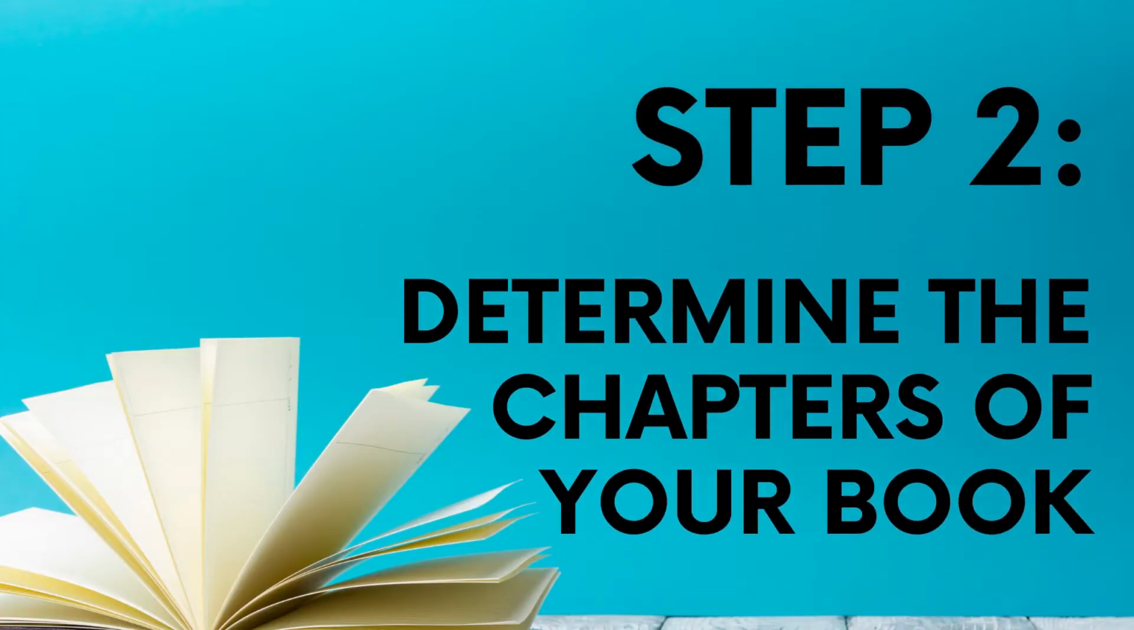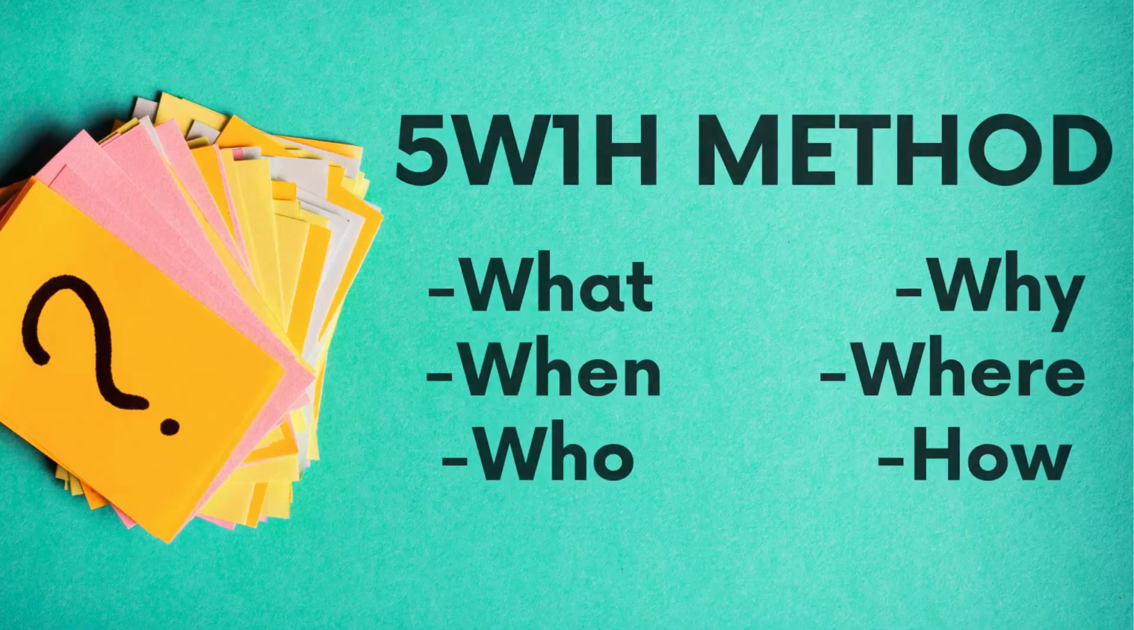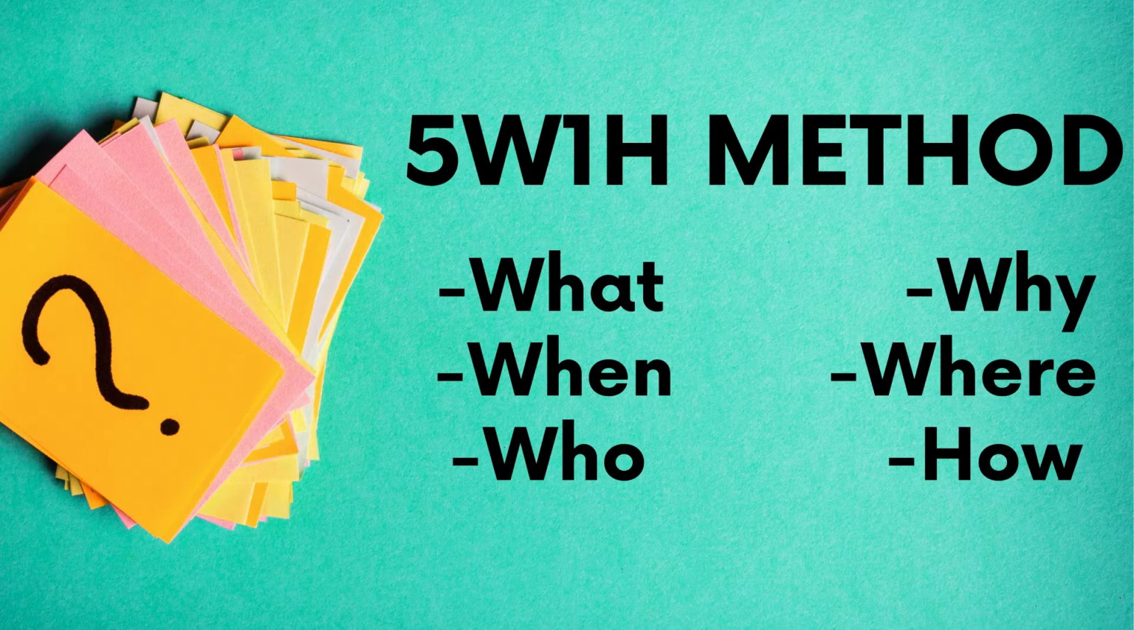After brainstorming, the next thing you want to do is to determine the chapters of your book. At this point, you're going to group the ideas that you have brainstormed into related topics. Each topic is going to form a chapter of your book. One tip I'll give you to use when brainstorming is to use the 5W1H method of asking questions. That is what, why, when, where, who, and how.